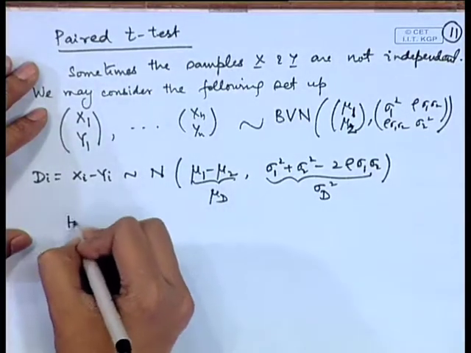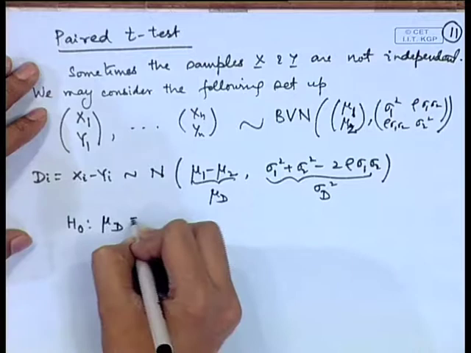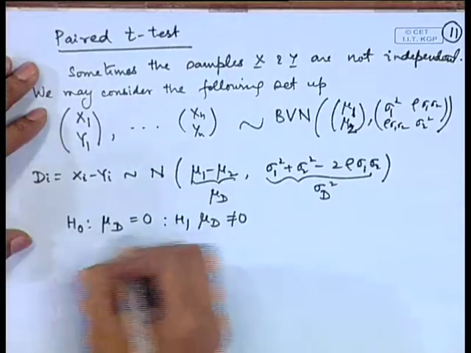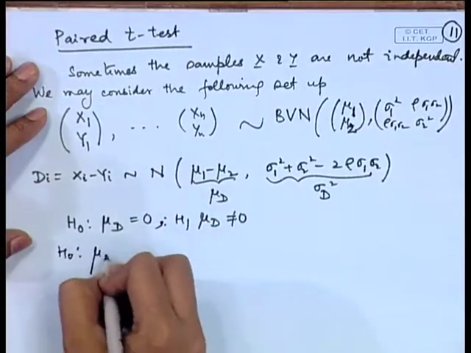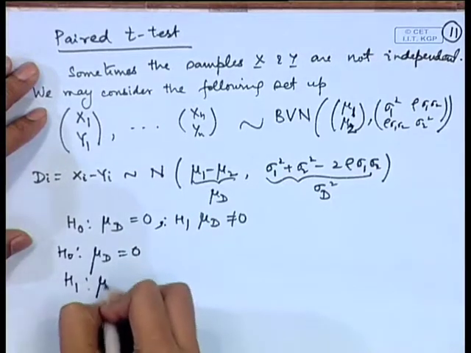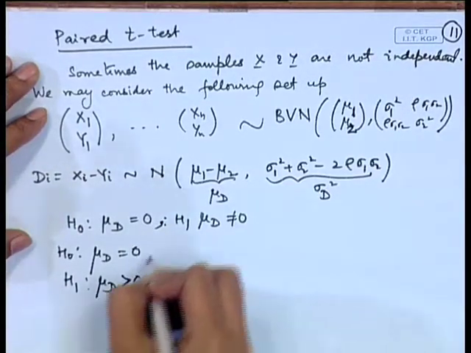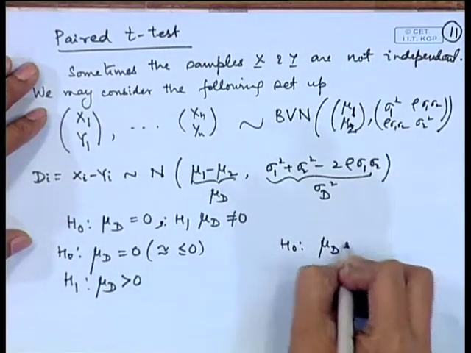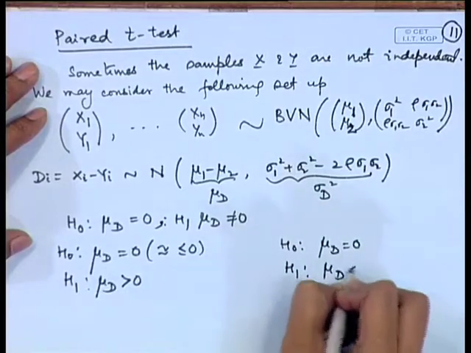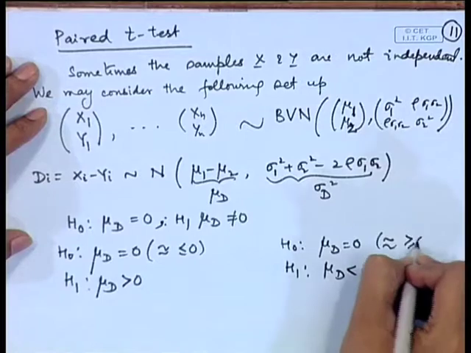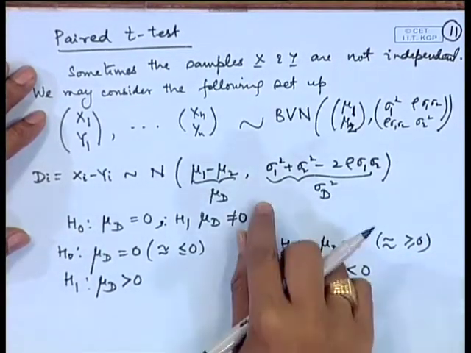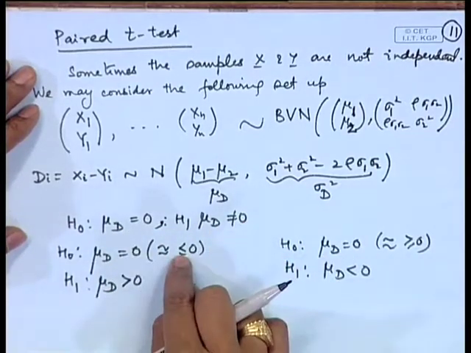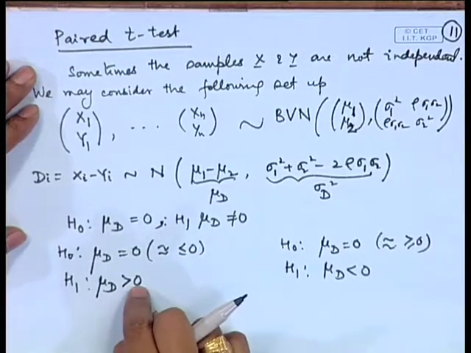So, the testing problem can be reduced to about mu d, whether mu d is equal to 0 or mu d is not equal to 0, or say H naught: mu d is equal to 0 against say mu d is greater than 0. Of course, this is equivalent to less than or equal to 0 here, or mu d is equal to 0 against mu d less than 0. Of course, this is again equivalent to greater than or equal to 0 also, because these hypotheses are now equivalent to, for example, mu 1 is equal to mu 2, this is equivalent to mu 1 not equal to mu 2, this is equivalent to mu 1 less than or equal to mu 2, this is equivalent to mu 1 greater than mu 2, etcetera.